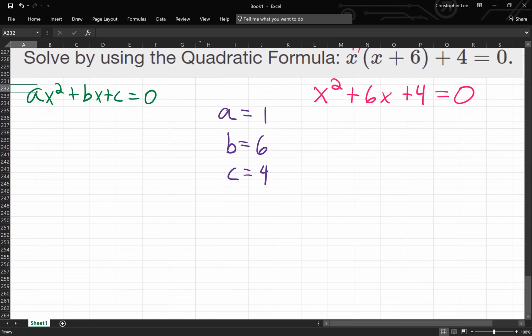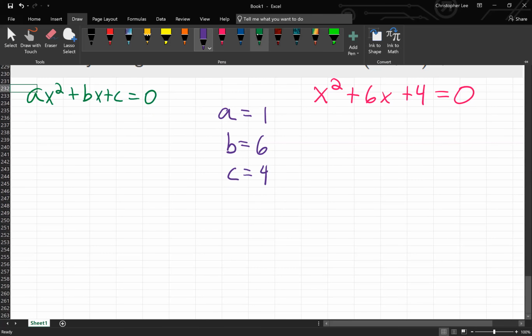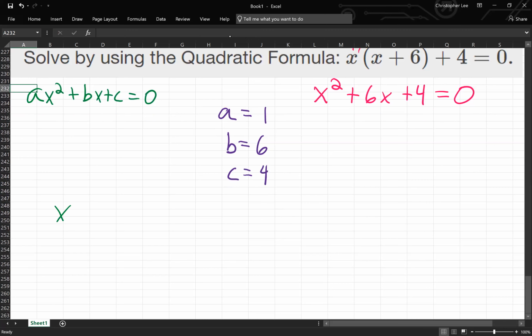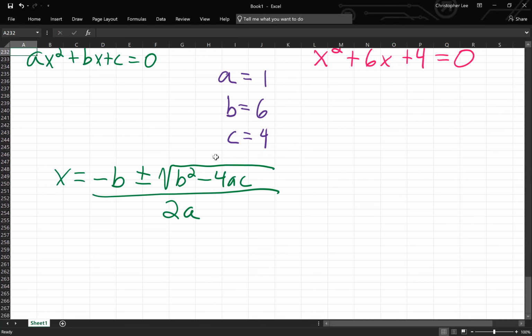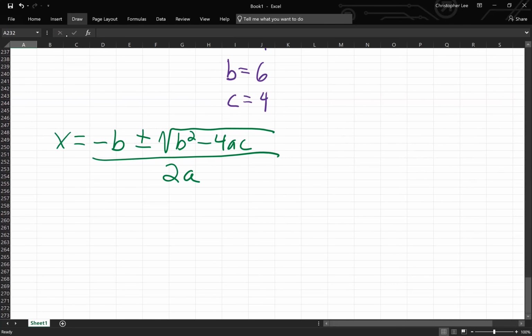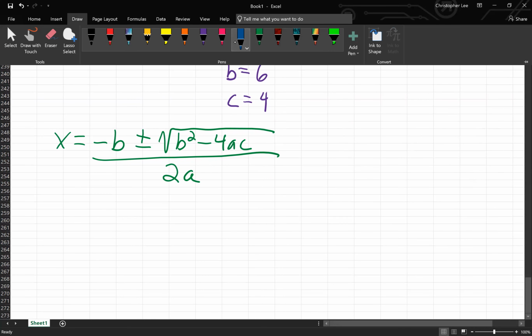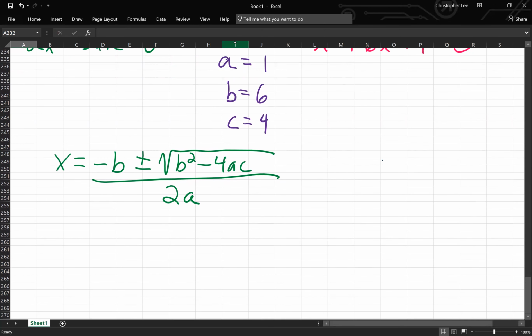All right. Let's jump straight to the formula. x is equal to negative b plus or minus the square root of b squared minus 4ac, all divided by 2a, right? Right after that, let's just plug in these numbers. We're going to keep this simple. Keep it moving, keep it simple.